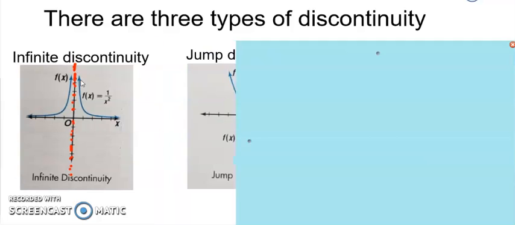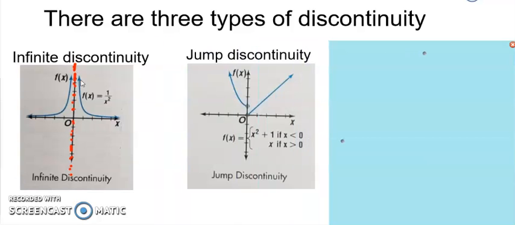The second type is your jump discontinuity. The first one there was a rational function, what we talked about in the lesson before this. For the jump discontinuity, we have a piecewise function here, and we've talked about piecewise functions and how to graph those. If you look at it, the function comes here, it stops at this point, and then it jumps to this point here, and it continues on. So it starts at some point, stops there, jumps to the next function, and goes on. That's jump discontinuity.